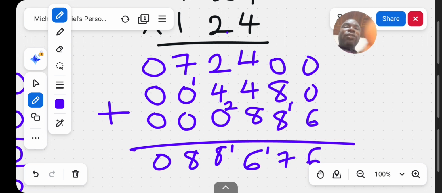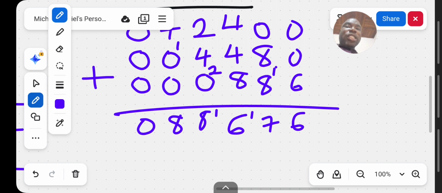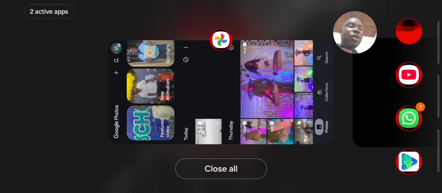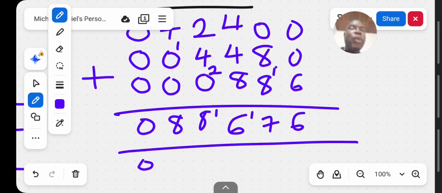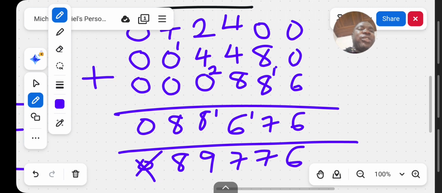Now, since we have this, we still have baby numbers there. So since you have baby numbers there, we still have to do one more addition to clear out those baby numbers. So we have 0, we have 8, 8 plus 1, we have 9, 6 plus 1, we have 7, and here we have 7, and here we have 6. So this initial 0 can be crossed out. So what we have is 89,776.